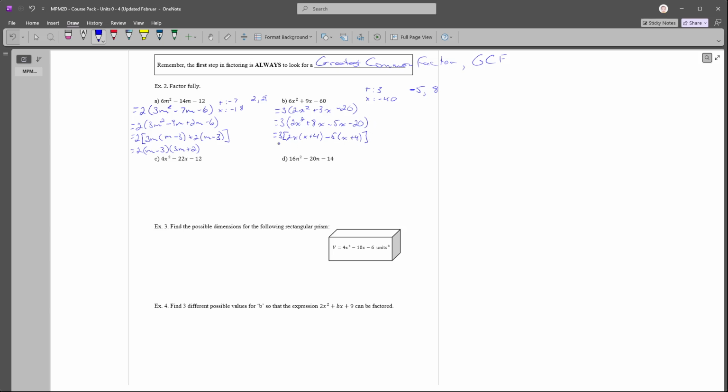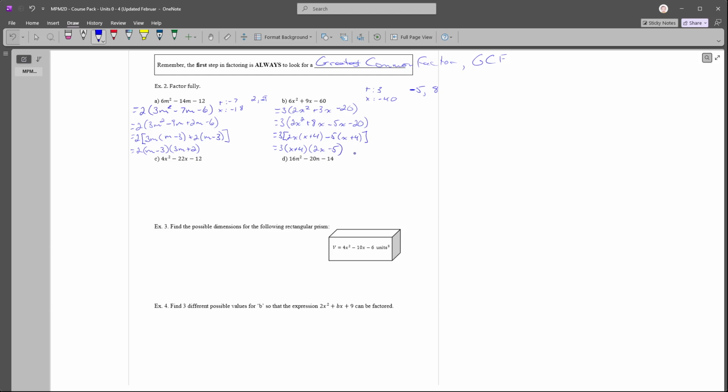And now we just combine and finish our steps. So we have 3. And our first term is our x plus 4. Our second term is the sum of our two multipliers, 2x minus 5. There we go. And we're done. Let's go on to the next one.